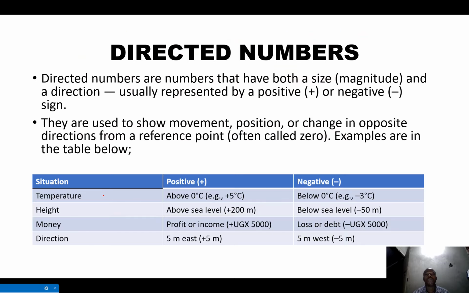So we now go to something else. In another slide, we look at directed numbers. Directed numbers are numbers that have both size or magnitude and direction, usually represented by a positive or a negative sign. They are used to show movement, position, or change in opposite directions from a reference point. There must be a reference point, often called 0.